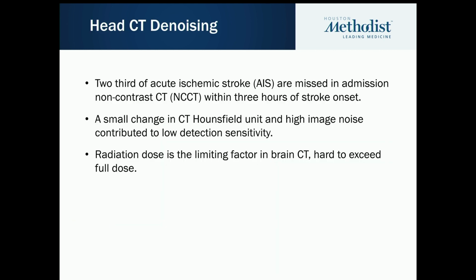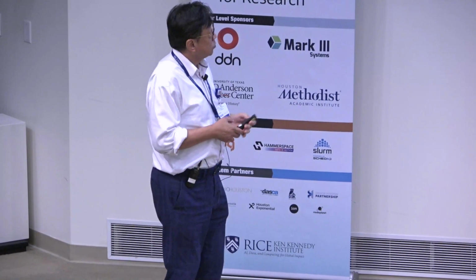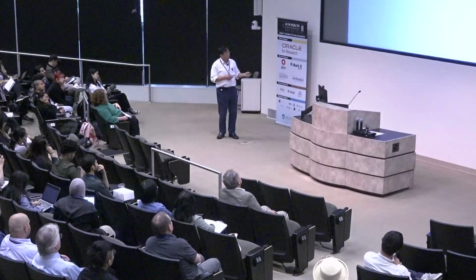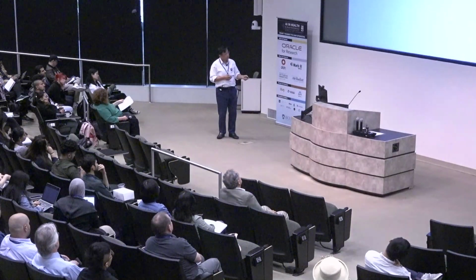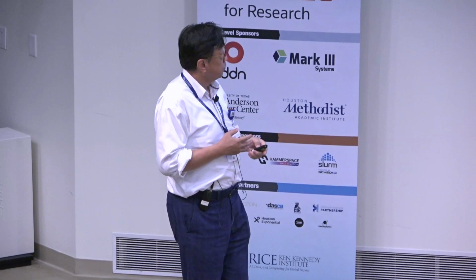So I mentioned before, with the non-contrast CT, the problem is that they are missed in admission in the first 3 hours of stroke cases. The problem is, in CT, right? You can't increase the dosage a lot. It's really a radiation issue. Huge dosage. It's a radiation limitation. It's a limiting factor. Hard to insist on the full dose at the same time. So you have both factors.